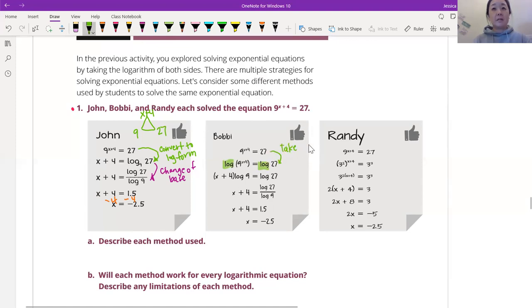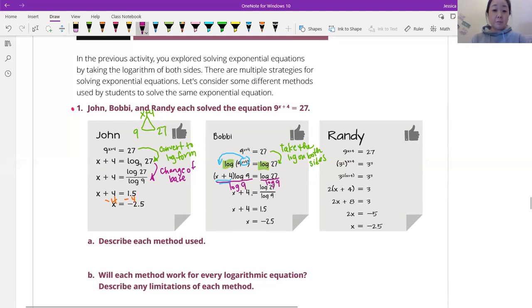Take the log on both sides. Then what? Exponent properties: this exponent right here goes to the front, right? So that's where that is. This is this part right here, right? And then again, we're going to divide by log of 9. There we go, right? That's how they get rid of the log.